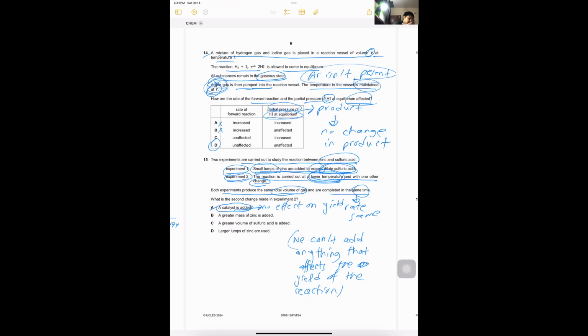A greater mass, as I told, we cannot increase the yield. A greater volume again will increase the yield. Larger lumps are used, so this reduces rate as surface area decreases. So that is also wrong because rate has to be maintained. Answer is hence A. This is a good question as well.